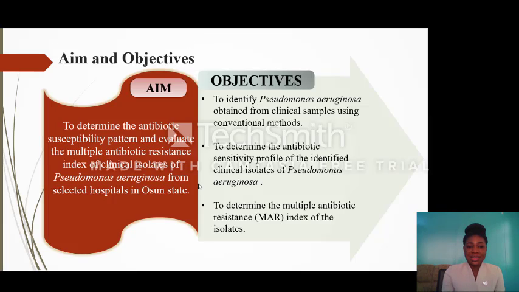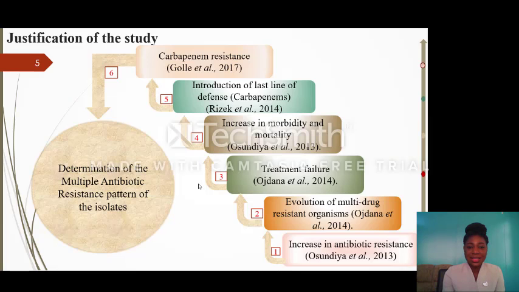The aim of this study is to determine the antibiotic susceptibility pattern and to evaluate the multiple antibiotic resistance index of the clinical isolate of Pseudomonas aeruginosa from selected hospitals in Osun State. The objectives of the study are to identify Pseudomonas aeruginosa obtained from clinical samples using the conventional methods, to determine the antibiotic sensitivity profile of the identified clinical isolates of Pseudomonas aeruginosa, and to determine the multiple antibiotic resistance index of the isolates.